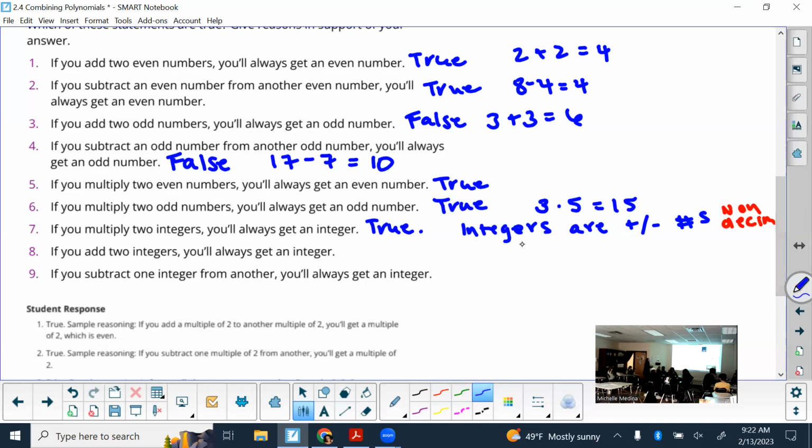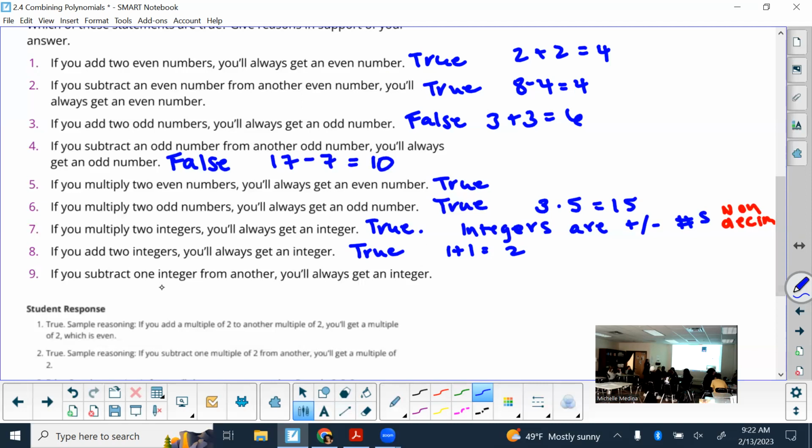Okay, what's your justification? Okay, so integer plus integer, we still get an integer. Can anyone think of where we can add some integers and not get an integer?